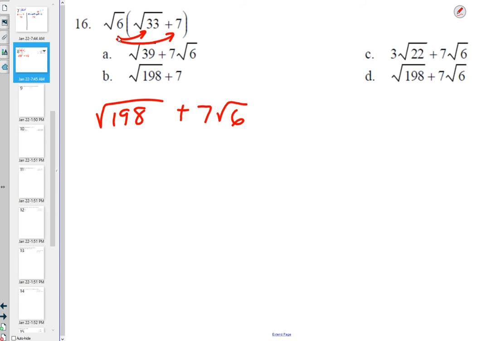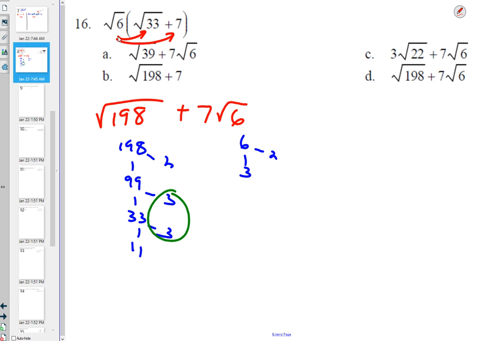So what we have to do then is try a tree. 6, I get no help, no pairs, so that has to stay the same. But now let's see 198. 198 is going to be 2 times 9, 3 times 3, 3, and 11. I can bring out a 3. So I have a 3 on the outside. 2 times 11 is 22, plus 7 square root of 6.